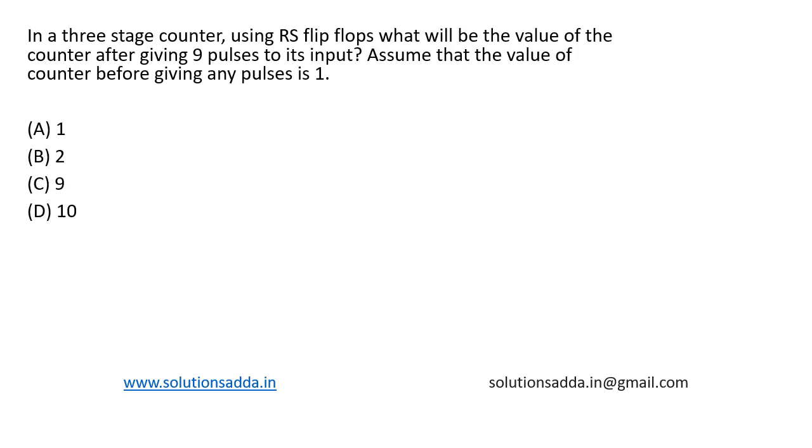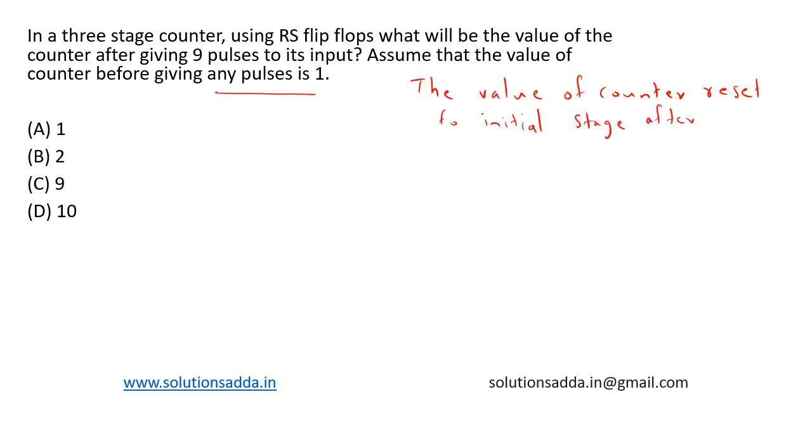This is a question from digital logic. In a 3-stage counter using RS flip-flop, what will be the value of the counter after 9 pulses to its input? Assume that the value of the counter before giving any pulse is 1. So in a 3-stage counter using RS flip-flop, the value of counter reset to initial stage after 8 pulses.